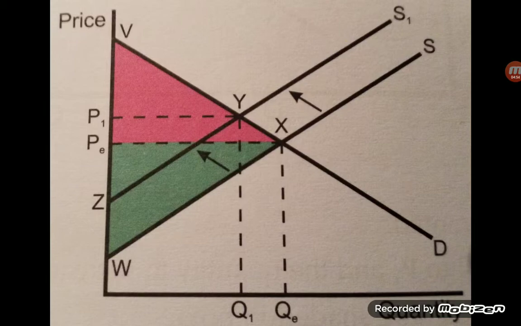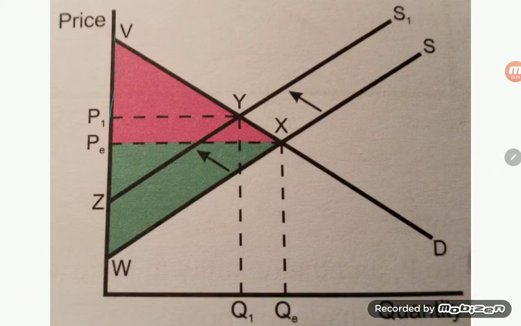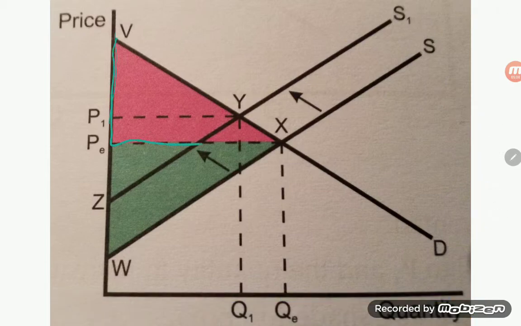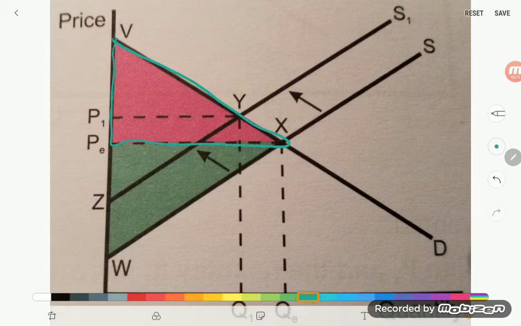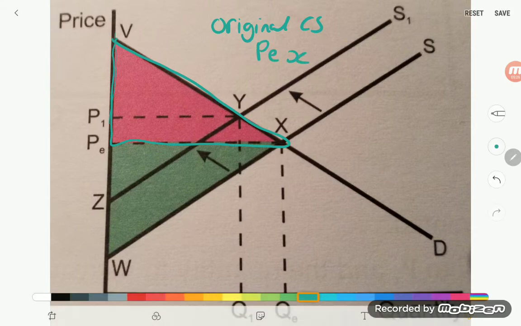The consumer surplus will change as well. So I'm just going to note that on the diagram so you can see. So originally, let's thicken the pen slightly so it's easier for you to see, the consumer surplus was this area. The original consumer surplus was PE, X and V.